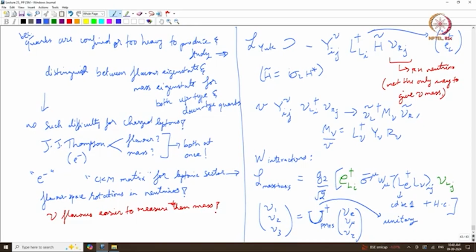So, I will leave you here. In the next lecture, we will see how to parameterize this matrix, understand some more things about it, and then talk about the unitarity of these matrices.